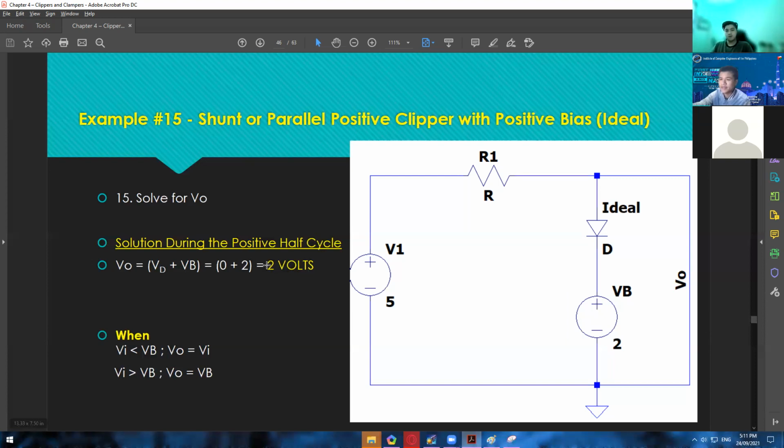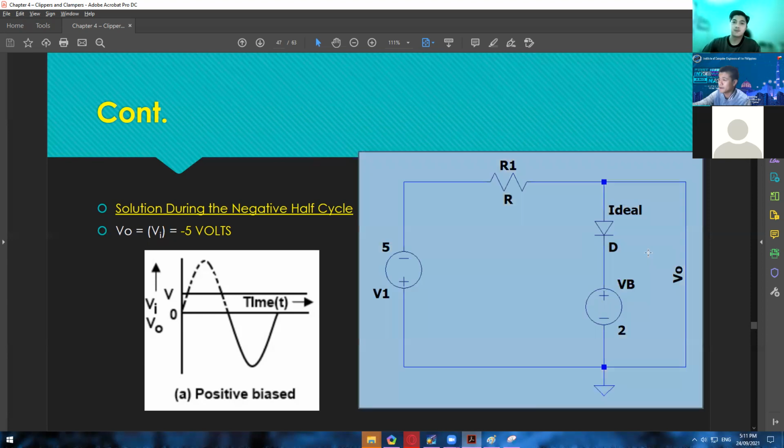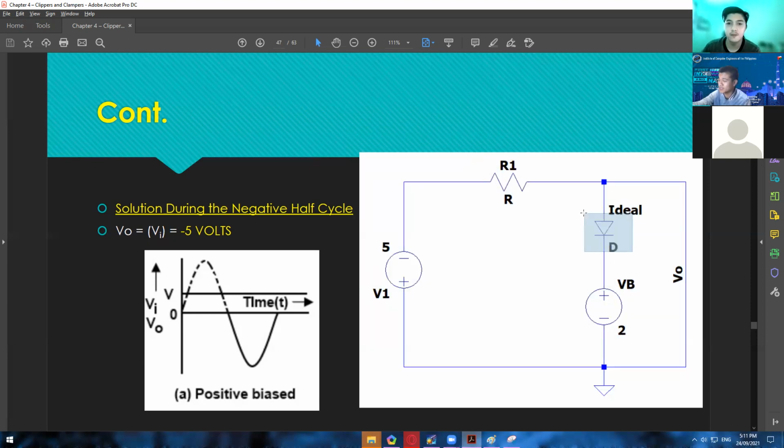So yeah, and for the negative half cycle, this will become a reverse bias. Okay, and then at the same time, positive is connected to the negative, so reverse bias then. So all throughout, this one is an open circuit. So our only reading of VO will be this negative 5 volts. So lahat ng voltage natin is dadaloy dito sa VO natin, coming from our VI.